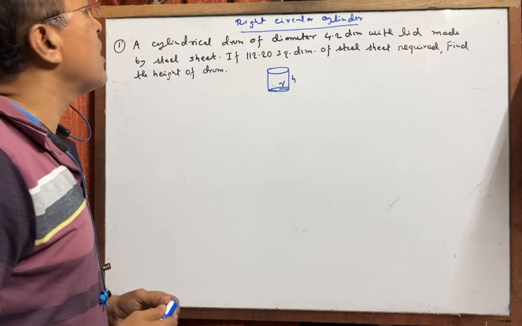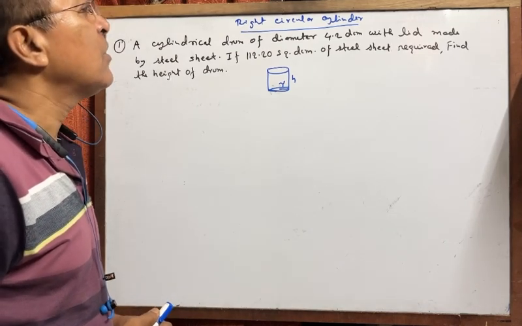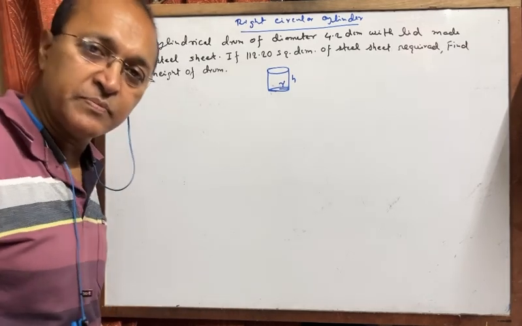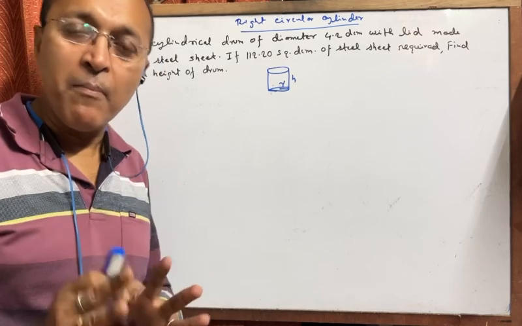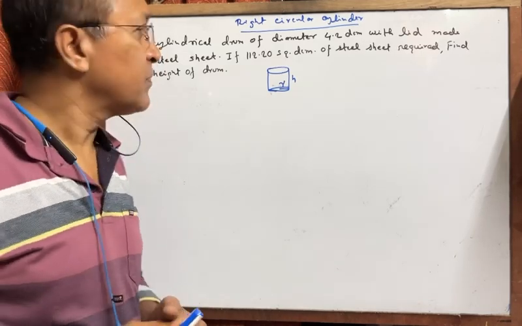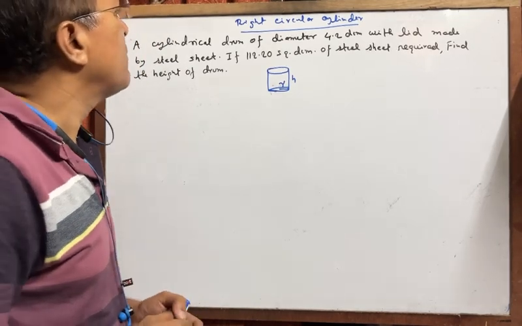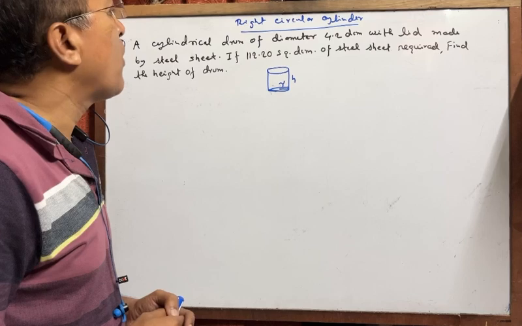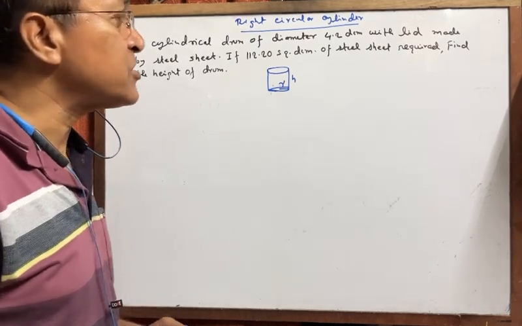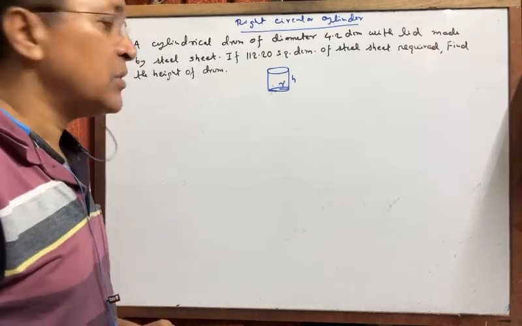A cylindrical drum of diameter 4.2 decimeter with lid is made by steel sheet. Right? Cylindrical drum with lid means completely covered. Diameter is 4.2 decimeter. If 112.20 square decimeter of steel sheet is required, we have to find the height of the drum.